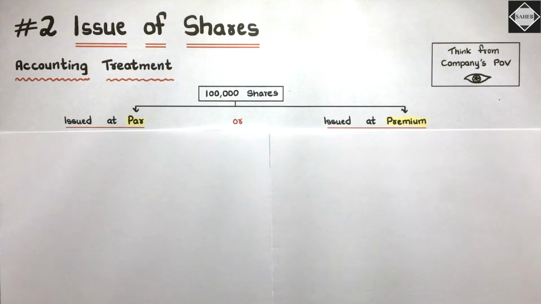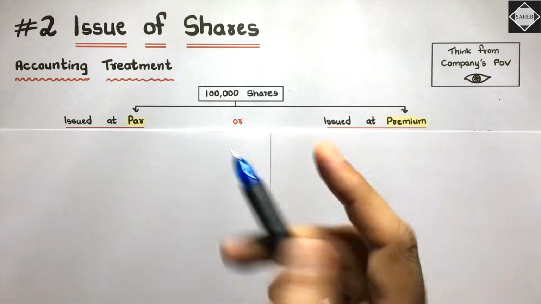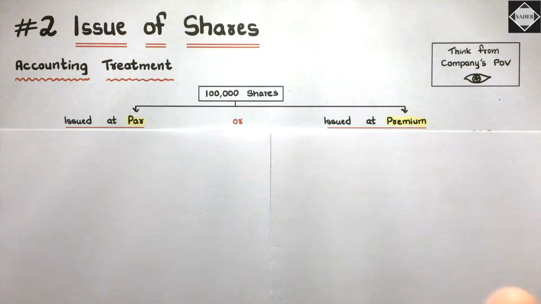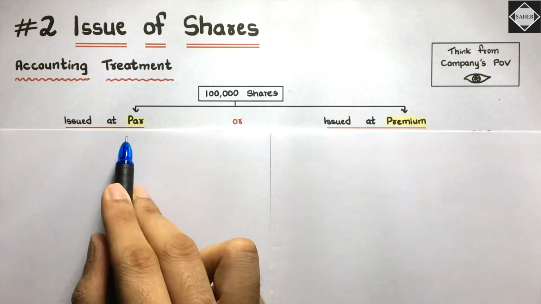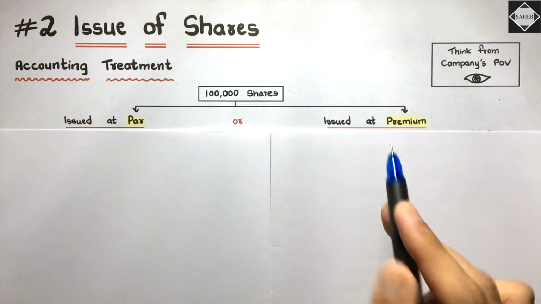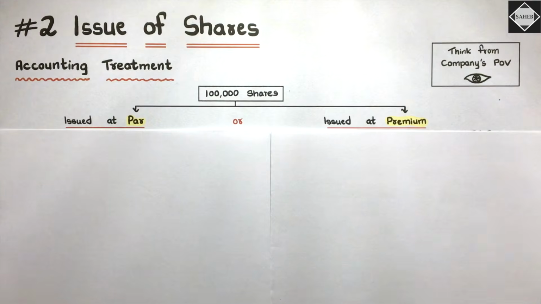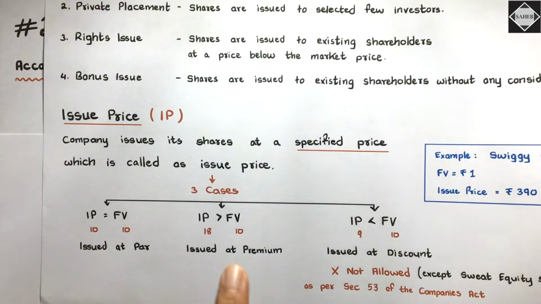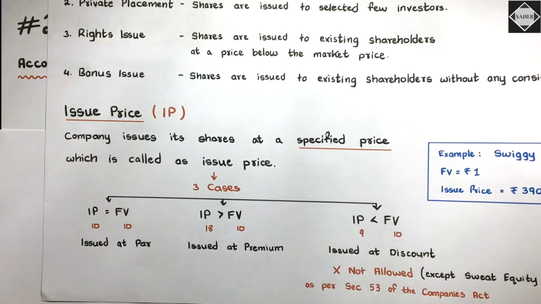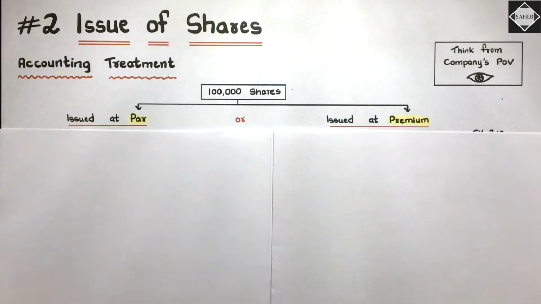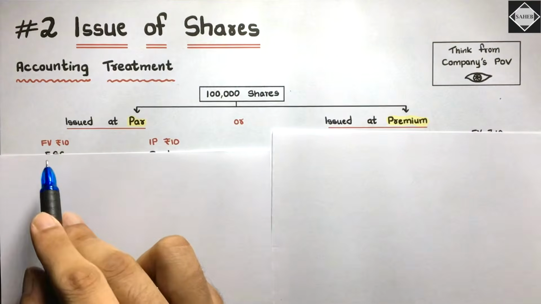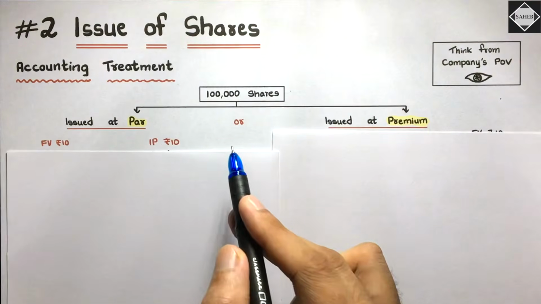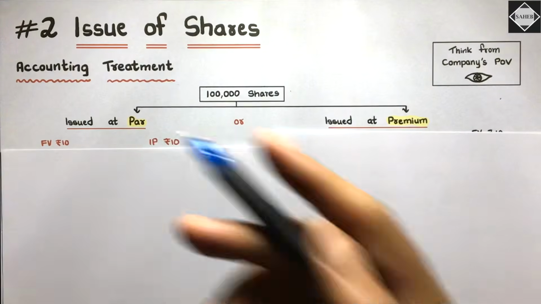Now let's say, for example, our company is issuing shares to the public. How many shares? 1 lakh shares. Now the company has two options: either issue them at par or issue them at premium. At par means the issue price is equal to the face value. At premium means the issue price is more than the face value. Let's say our company is going for this option, issue at par. So our face value, let's say, is 10 rupees and the issue price is also 10 rupees. Both are the same. That's why it is issue at par.